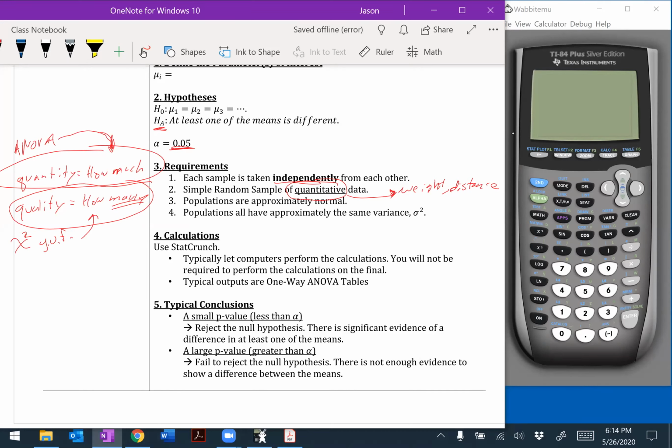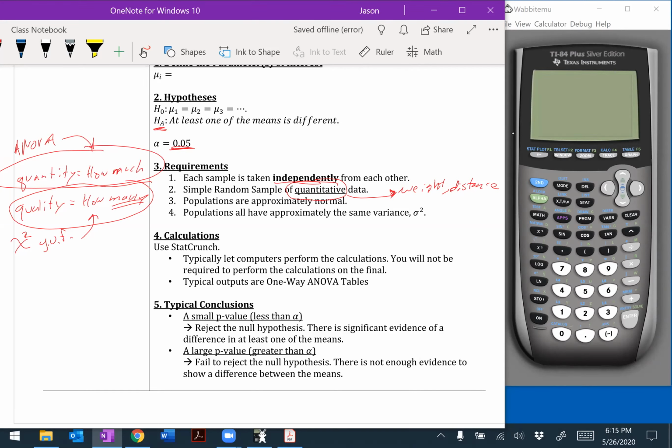We use it when we're comparing the averages of something, like the average heights between different countries, the average smog levels between cities, or the average distance that different cruise lines travel. Are they about the same or are they different from each other?